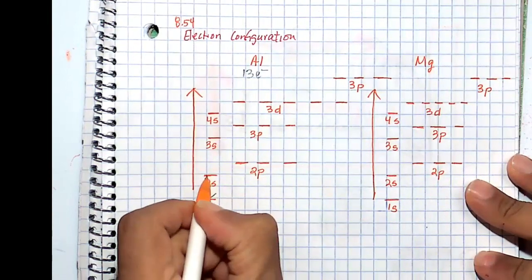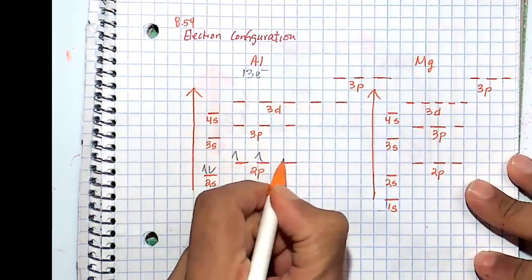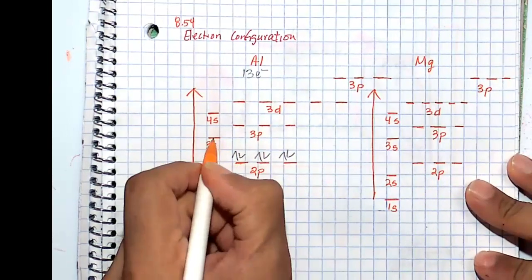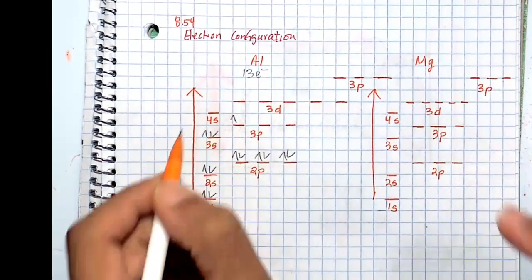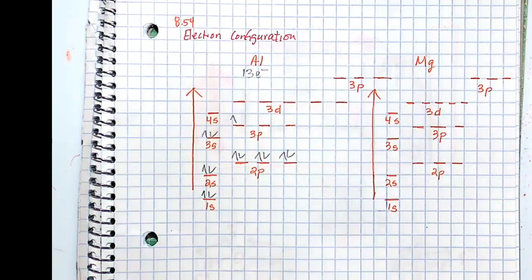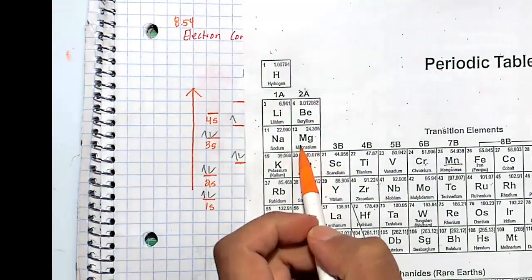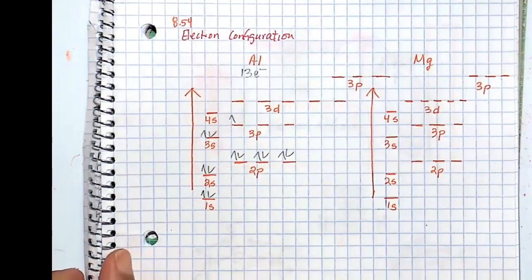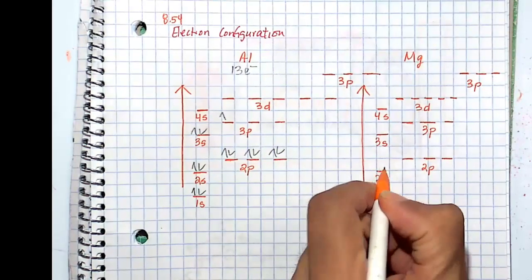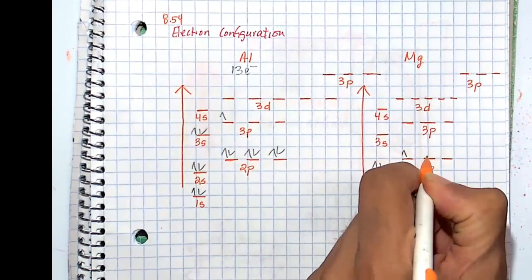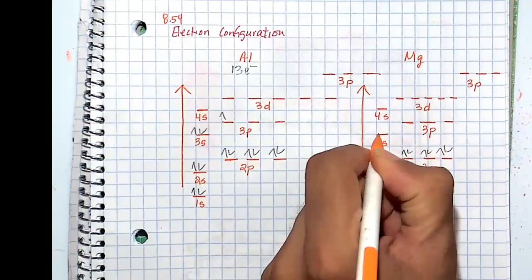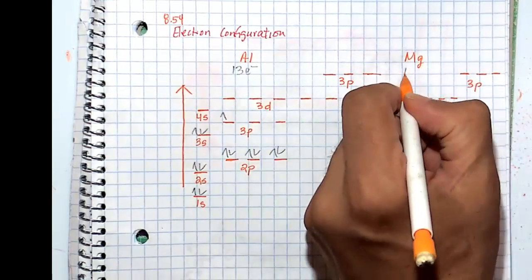1, 2, 3, 4, 5, 6, 7, 8, 9, 10, 11, 12, 13. Okay, so those are the 13 electrons of aluminum. Remember ionization energy, the energy required to remove an electron. Okay, let's look at magnesium here. Magnesium has 12 electrons. Same scenario: 1, 2, 3, 4, 5, 6, 7, 8, 9, 10, 11, 12. So here's our 12 electrons.